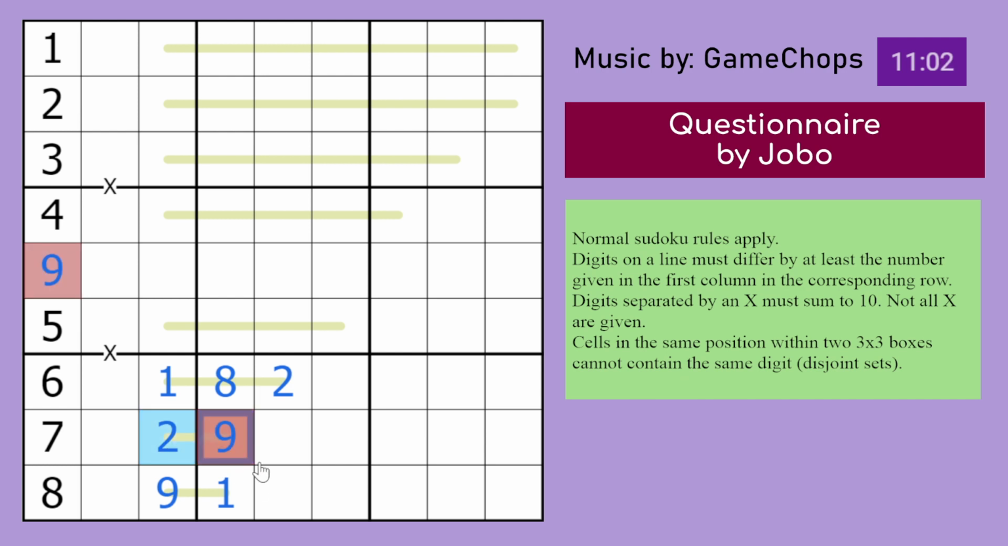Yeah, and then this... Oh, whoa! Oh, I didn't even see that. Look at that. Yeah, this 9 just sees that by this joint. Okay, fine. So that's 8. Which means this must be a 1. Okay.